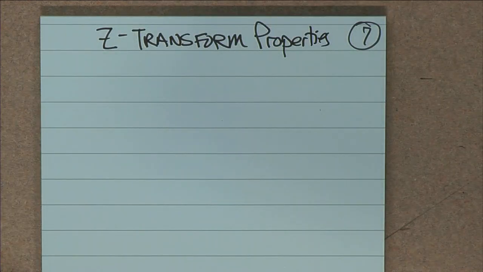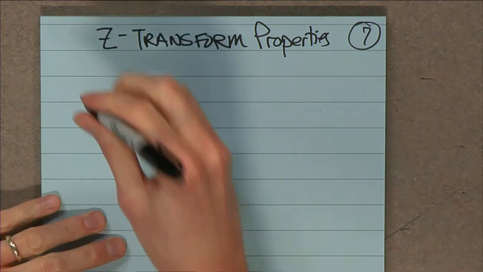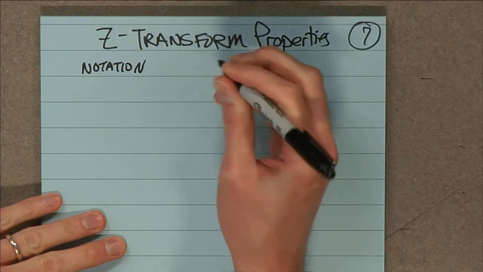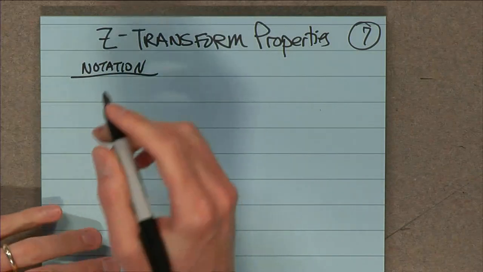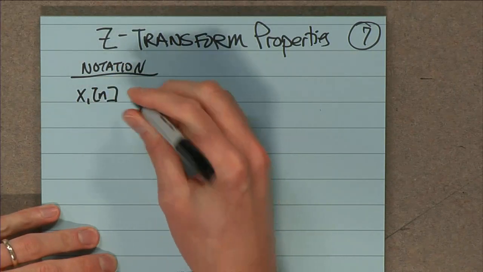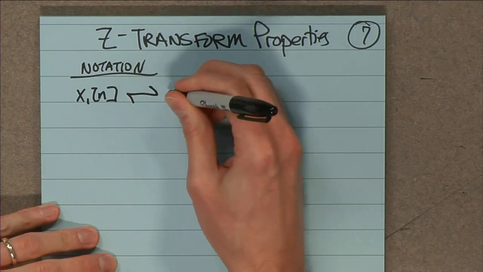So typically you'd use these to help you when you're doing forward or inverse transforms. And like I said, they're similar to the discrete time Fourier transform properties. So to kind of make this discussion quick, I'll introduce some notation.